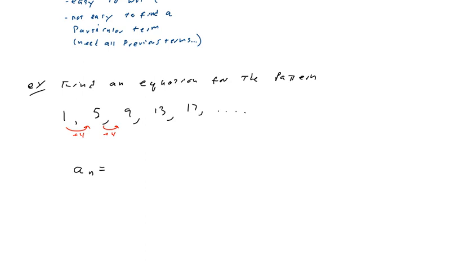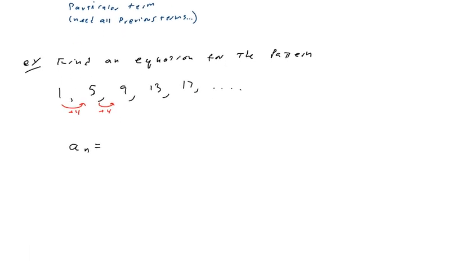A sub n equals, what's an easy description of this pattern? A sub n equals what? I'm adding 4 each time. If I'm adding 4 every time, it's really easy to write a recursive formula. I can say, take the previous number, and add 4. That's an equation.